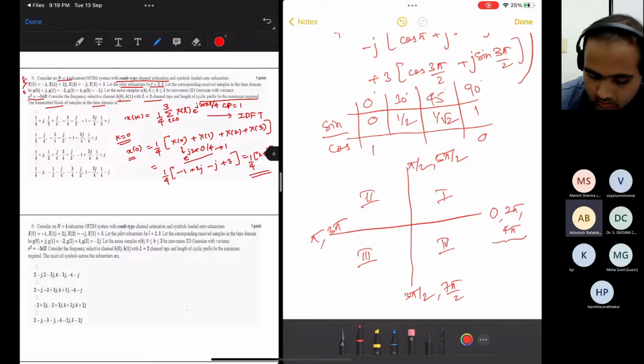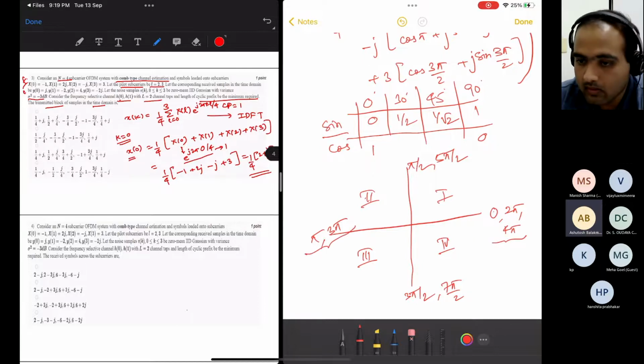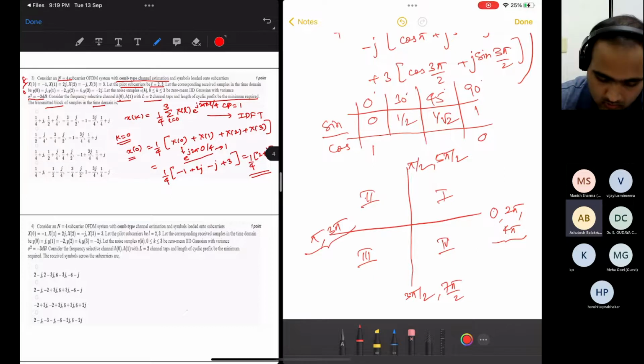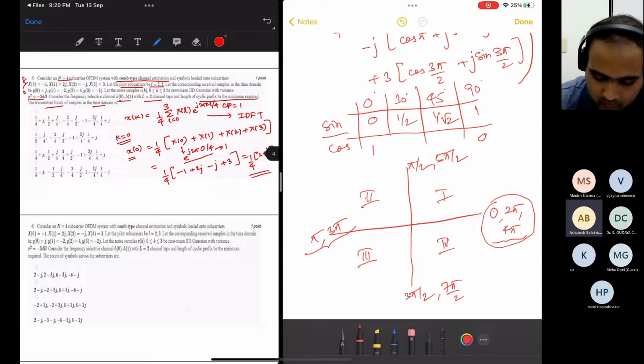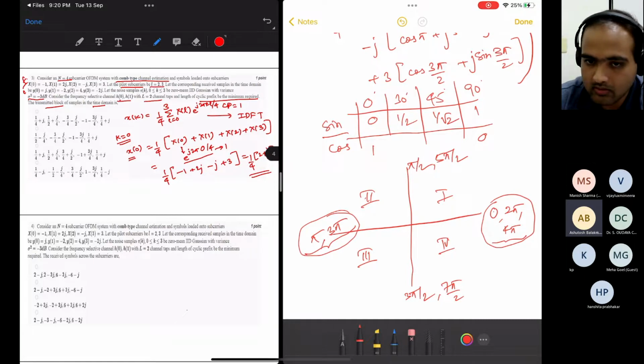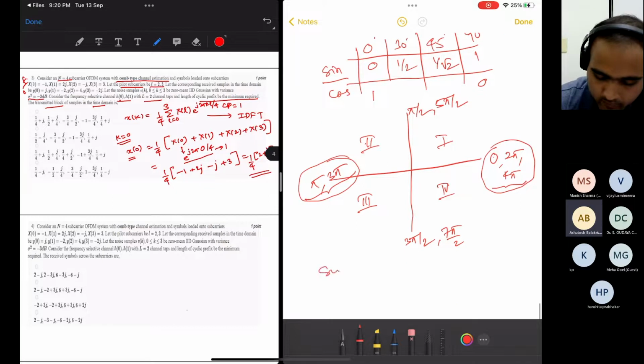So if you see, the sine will be 0 for all these, right? So sine will be 0 at 0, 2 pi, 4 pi, everything. Similarly, the sine will be 0 at pi, 3 pi, 5 pi. It is understandable, right? So for all n pi, sine will be 0. So sin n pi is 0, where n is 0, 1, and so on.